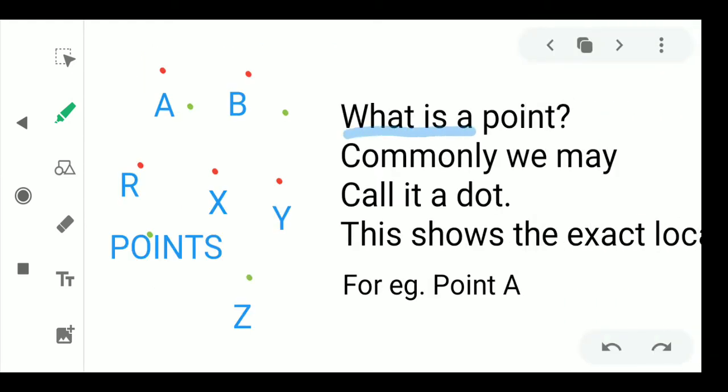So what is a point? In common language we call them dots. It is an exact location or position. Like all of you have some names, we may also name these points as point A, point B, point X, point Y, point Z, accordingly, whatever you like.